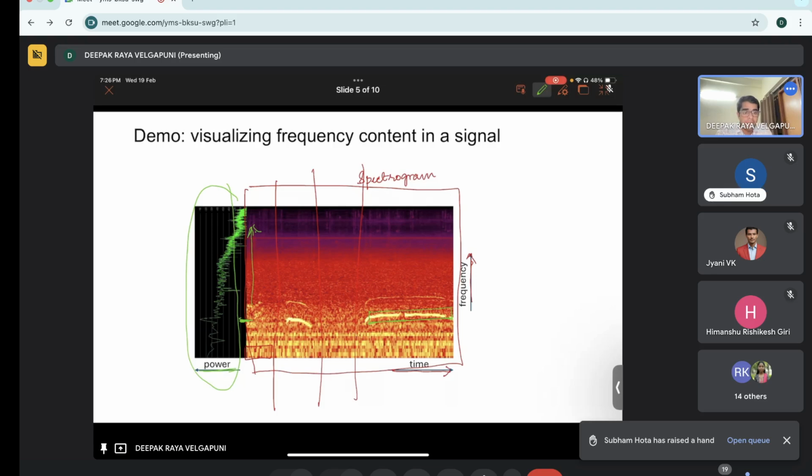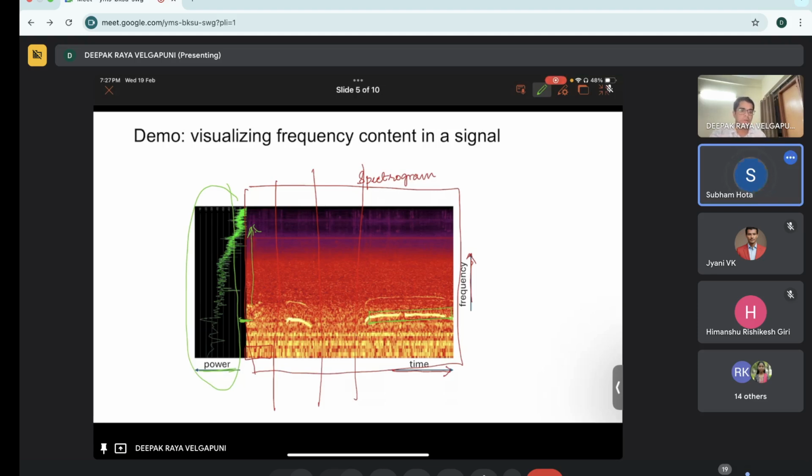Yes, please. Hi Deepak, I just wanted to ask, in the spectrogram, is the yellow color meaning those frequencies have higher power? Yes. And as it goes to black, it's lower power, right? Correct. So there is some background noise, but this you can see. I'll show a demo on how we can interpret.